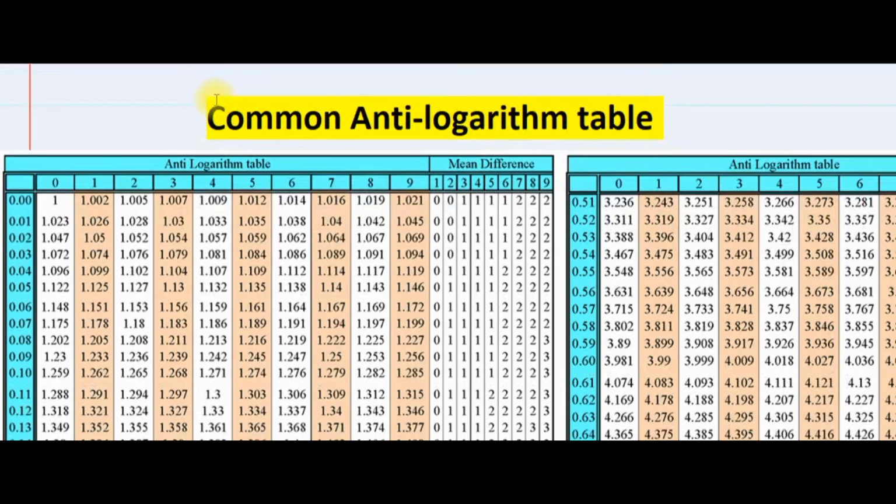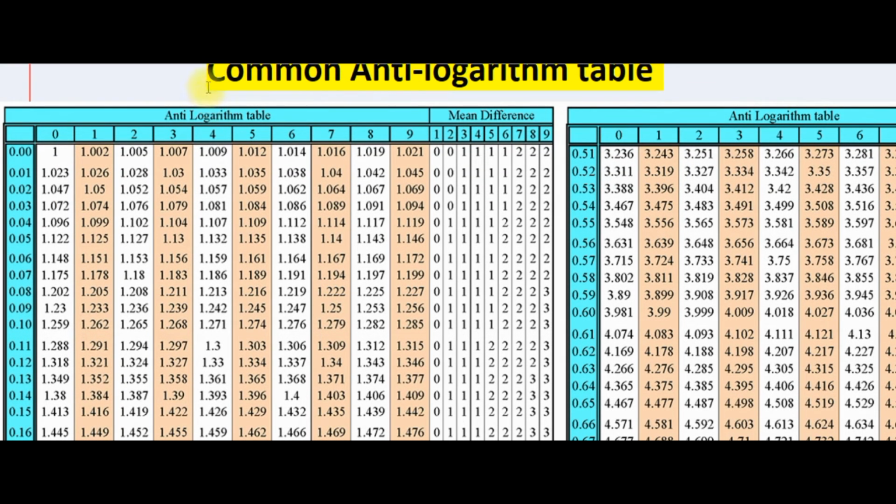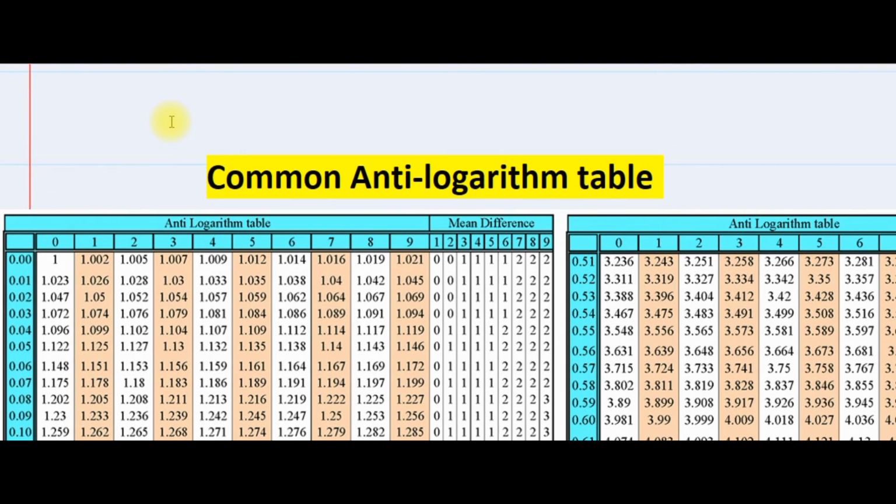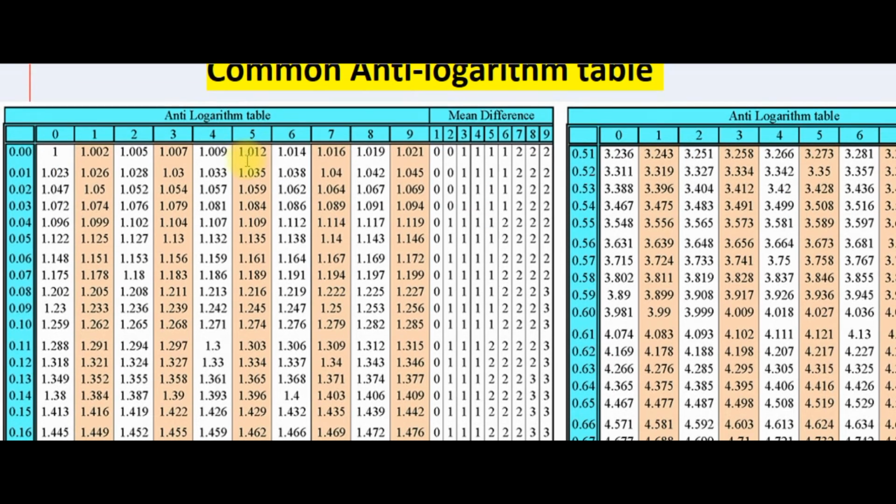Antilog table. The antilog of a number is just the opposite, or the inverse, of the logarithm. So if you are given the log of a number, and we want to know the actual number that gave us that log, we now use antilog. When we use the antilog table, how do you do this?